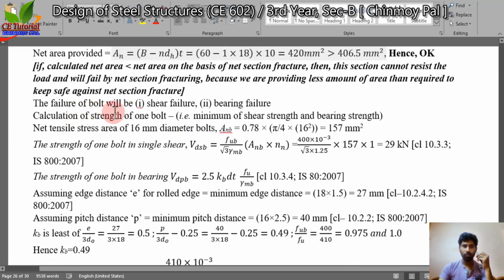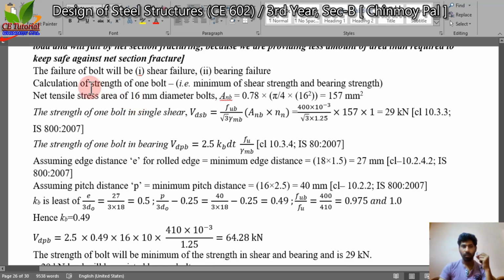The failure of bolt that you need to calculate, and it is governed by shear failure and bearing failure. Now calculate the strength of the bolt, which will be the minimum of shear strength and bearing strength. So you need to calculate both strengths, shearing strength and bearing strength, both.